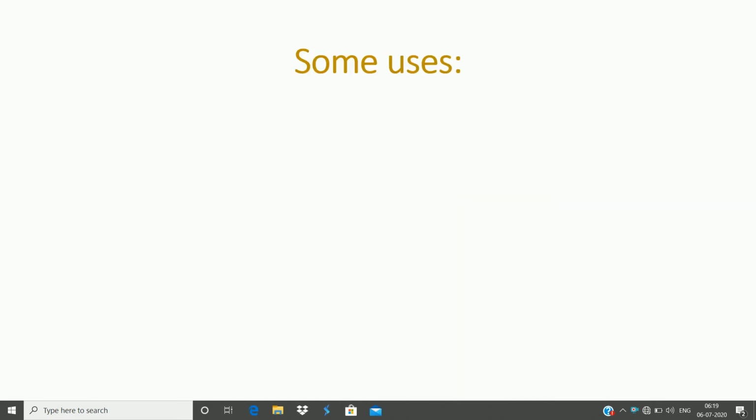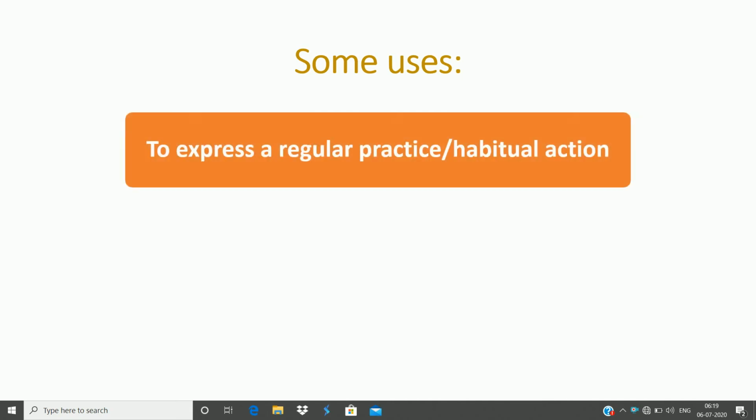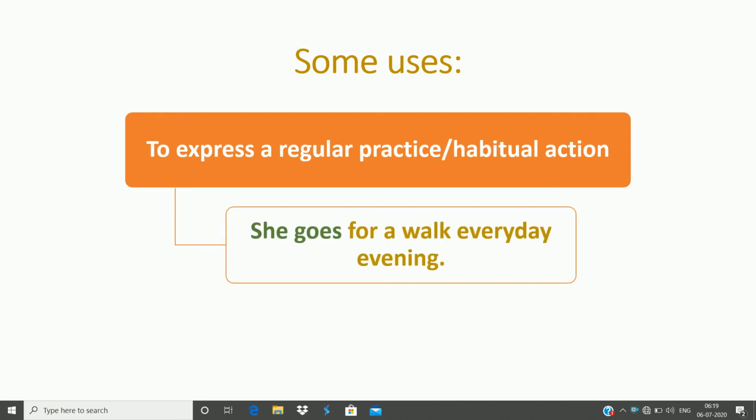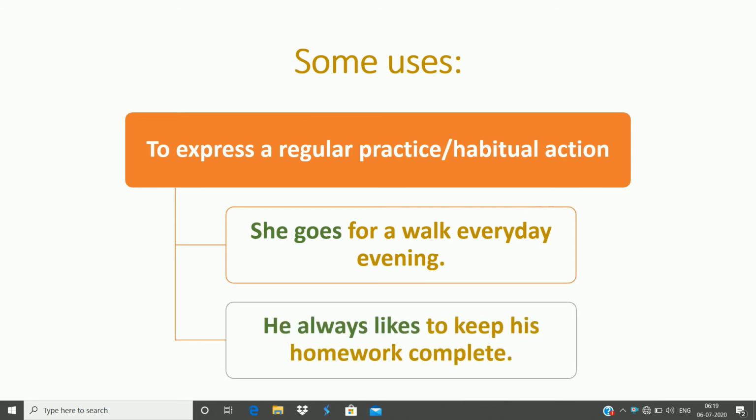Let's learn some uses of simple present tense. We use simple present tense to express a regular practice or habitual action. For example, she goes for a walk every day evening. I have highlighted for a walk every day evening. It is an everyday activity, and that's why we can use simple present tense here. Second example is he always likes to keep his homework complete. Here also the word always suggests that this is a regular practice of the doer of the action.